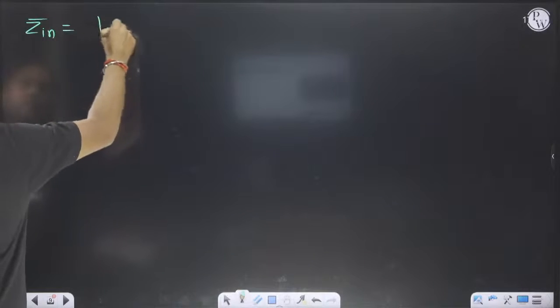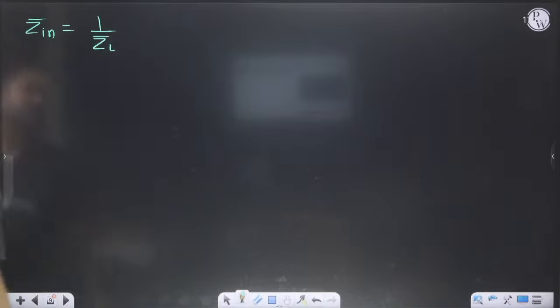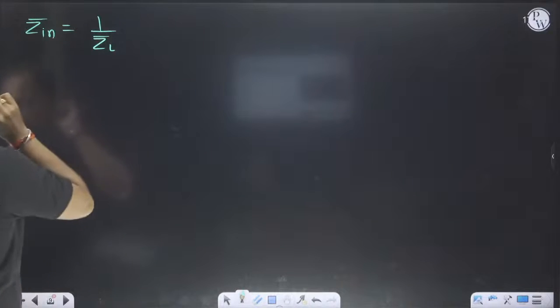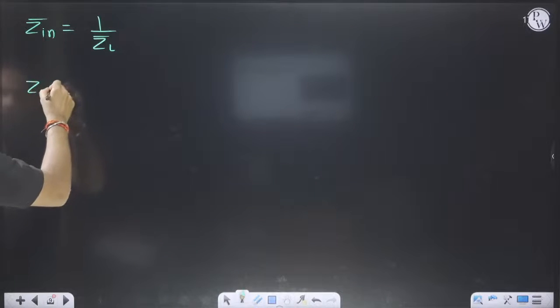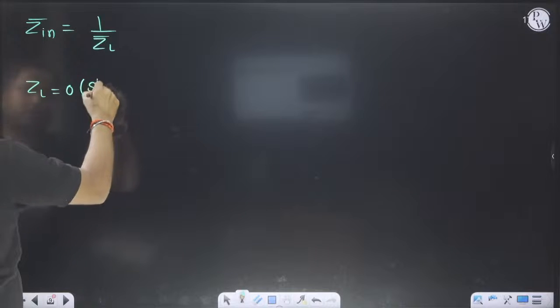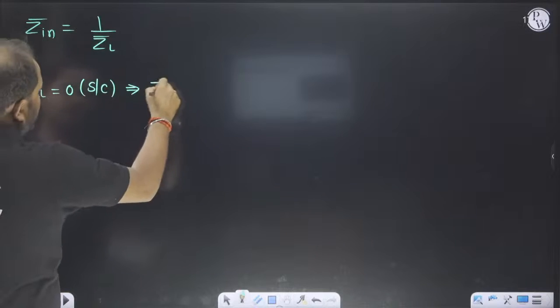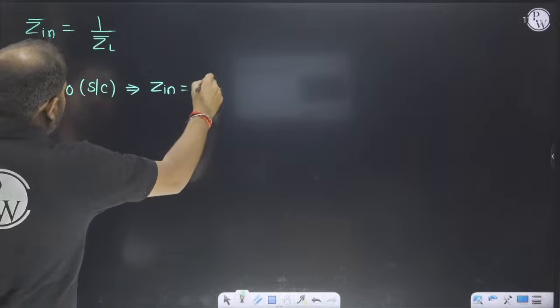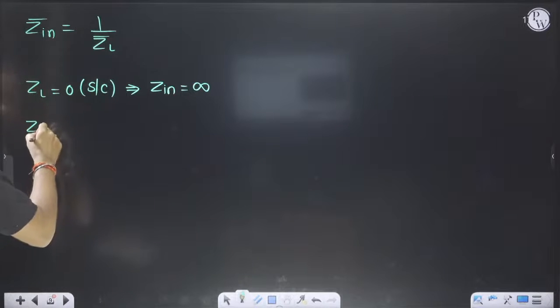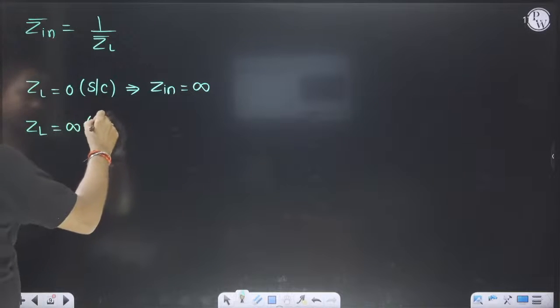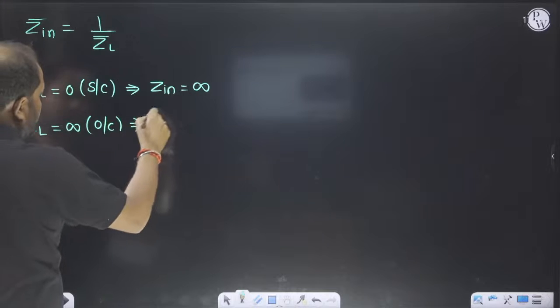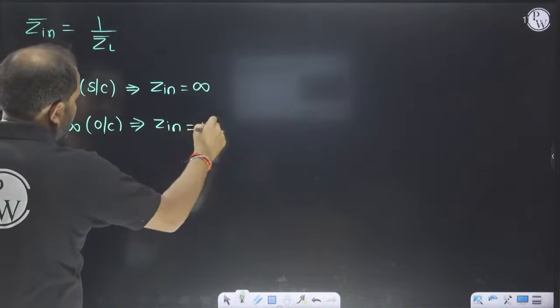So we can take this point here. Zin bar is equal to 1 by ZL bar. If ZL is equal to 0, that means short circuit, then Zin will be equal to infinite. If ZL is equal to infinite, then Zin is equal to 0.